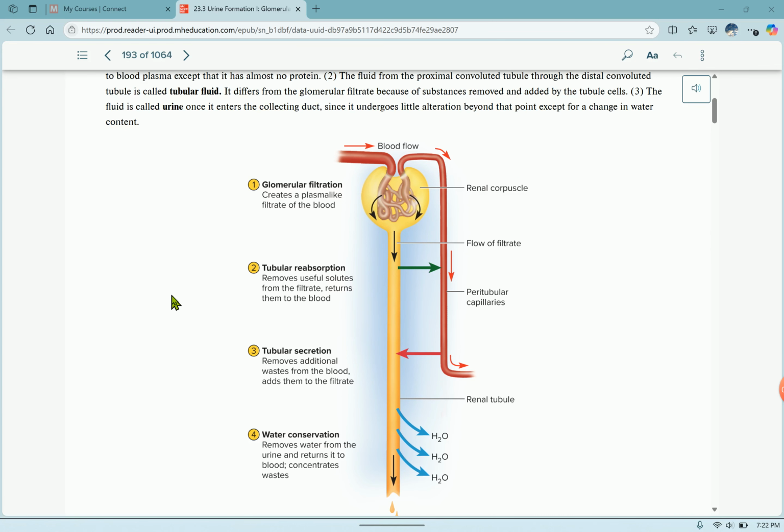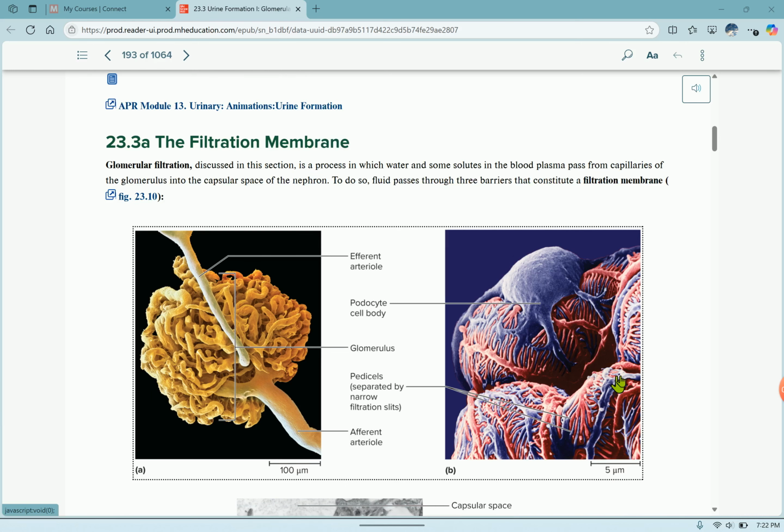Okay, and here's those 4 steps outlined with an animation, little picture format here. The glomerular filtration. Okay, so fluid is coming in. Tubular reabsorption, tubular secretion, and then water conservation, keeping more water than you're going to get rid of.